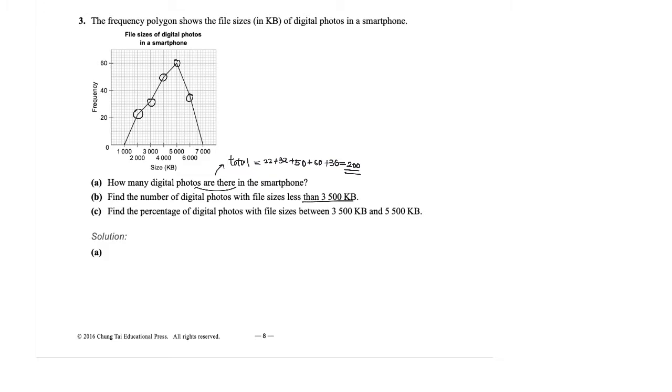And for this one, less than 3,500, that means you are going to find out the point here, less than. So the number will be equal to 22 plus 32, which is 54. And last one, you have 3,500 and 5,500. Therefore, you are going to consider these two only. So you have the number equal to 50 plus 60, which is 110.